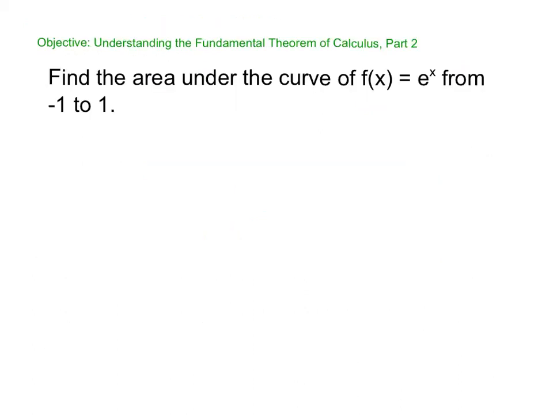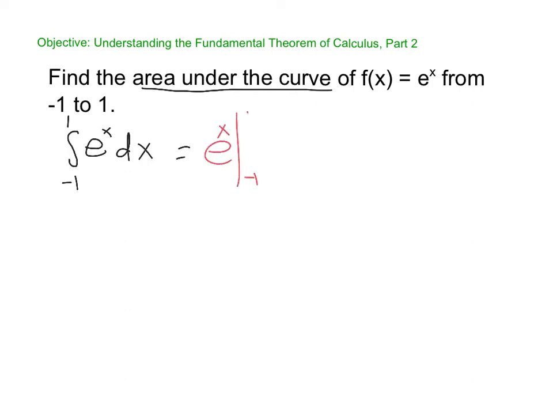All right, find the area under the curve of e to the x from -1 to 1. Area under the curve is your integral. So e to the x from -1 to 1. Find your answer. What's the antiderivative of e to the x? Well, that's just e to the x. From -1 to 1, I'm just going to plug in 1: e to the first, minus e to the negative first. And you could just leave that.